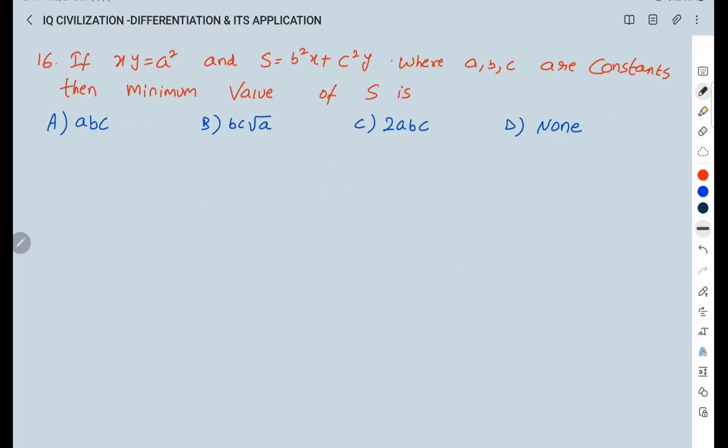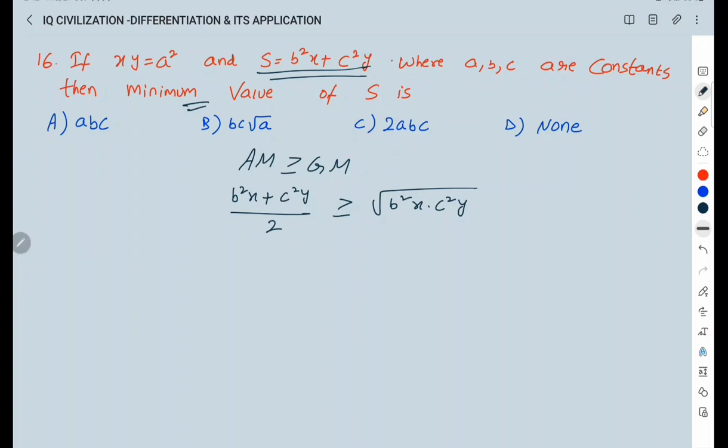Next one. See, the same old story. xy equals a square, and b square x plus c square y equals s. We have to find the minimum value. So the trick is the same: AM is greater than or equal to GM. So (b square x plus c square y) by 2 is greater than or equal to root over b square x into c square y. That is nothing but, it is already given, this value is s. So s is greater than or equal to 2abc, since xy is equal to a square, given.